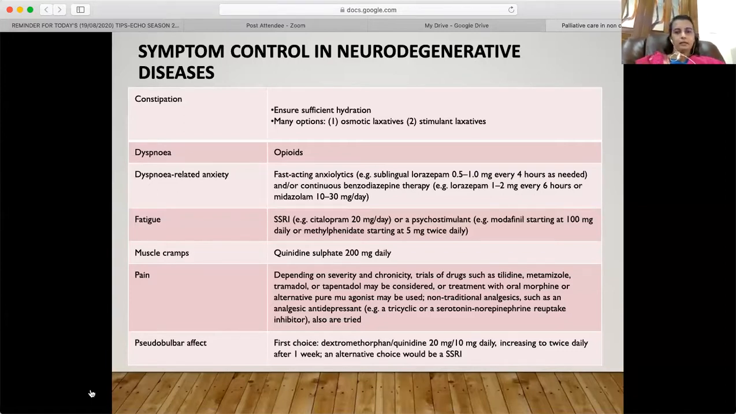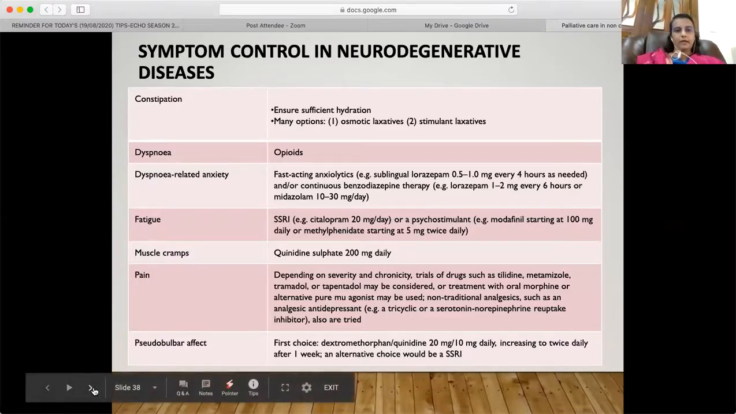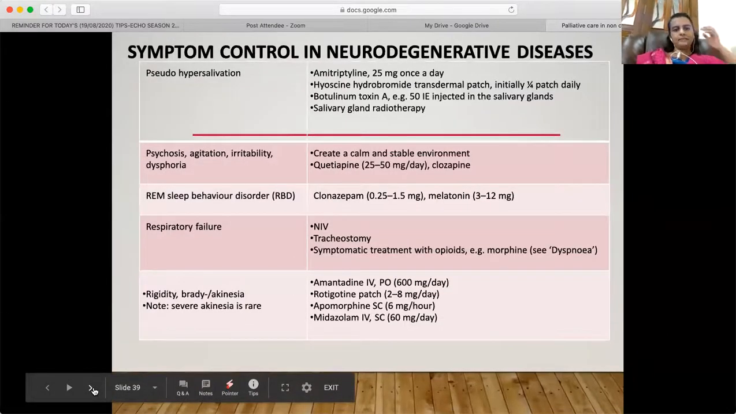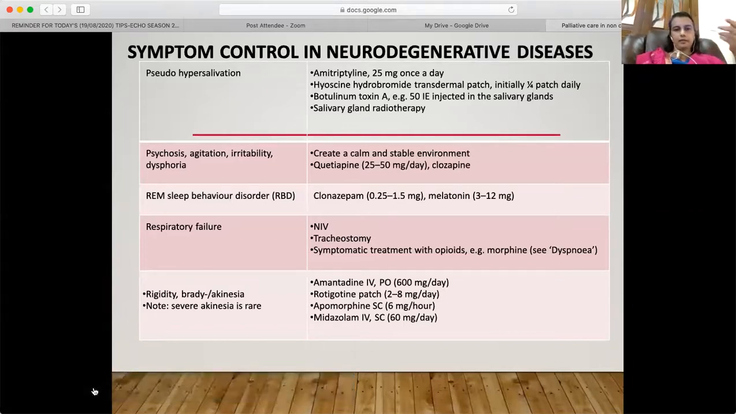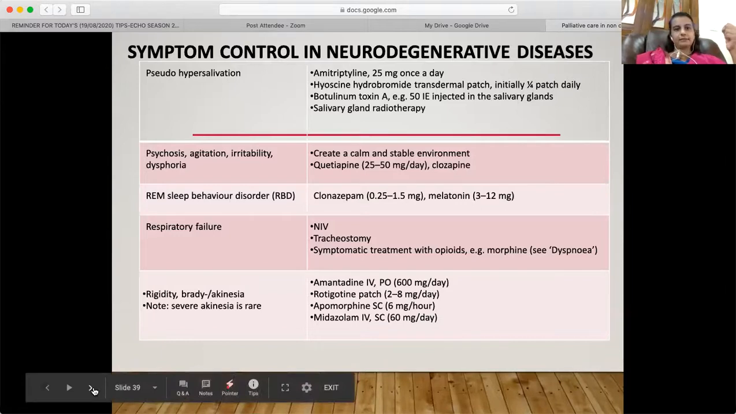Pain, again, follow the WHO ladder and prescribe accordingly. For other symptoms like pseudo hypersalivation, you can try Buscopan or amitriptyline. Psychosis, agitation, irritability, you can try quetiapine, one of the common things that we use in palliative care. If there are sleep disorder changes, clonazepam can be tried. You can try melatonin for sleep behavior disorders.